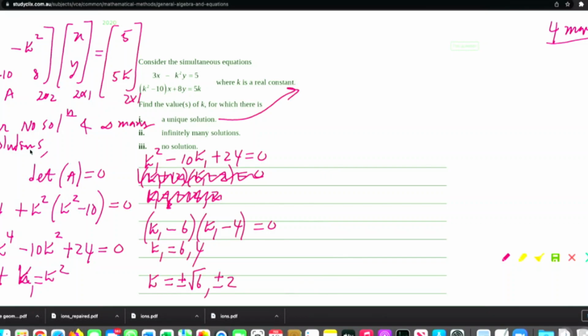Pain. Lot of pain. These 4 stupid marks, huh? 4 marks, lot of pain.